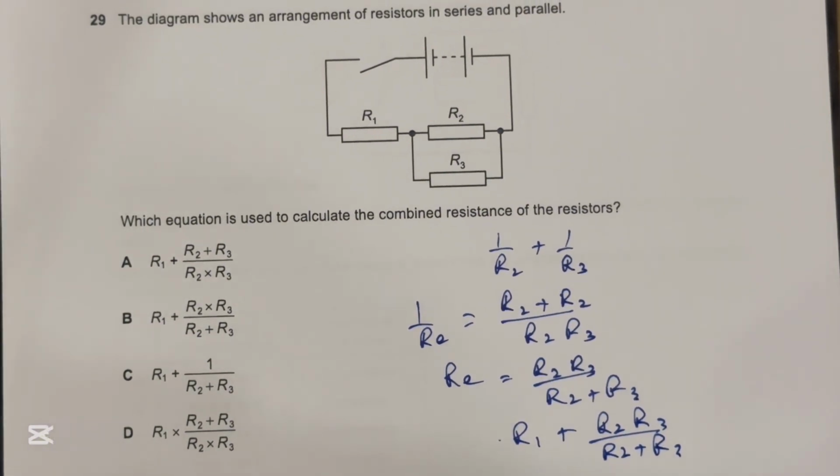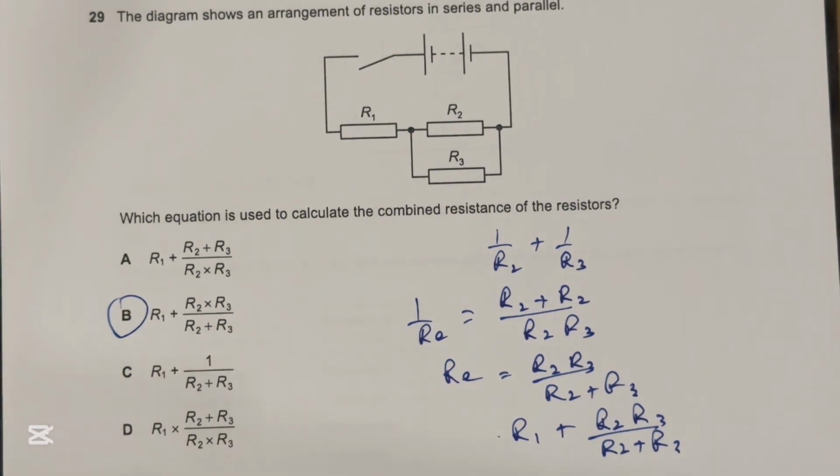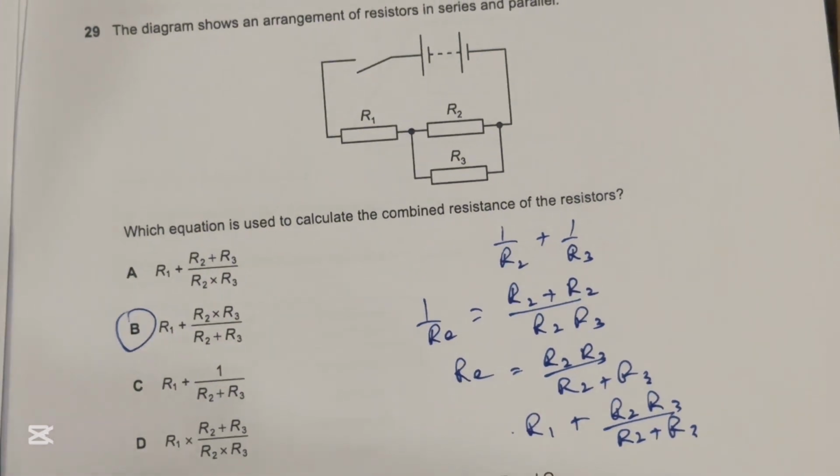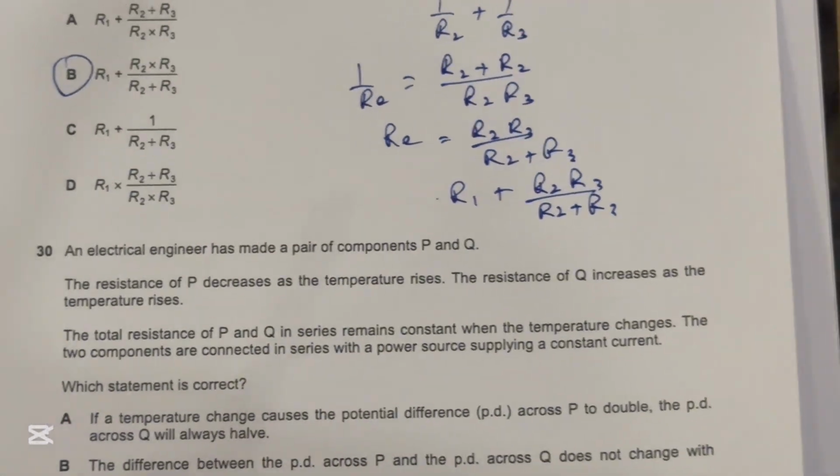Okay, so you need to check which option is given in that. You can see the B option is there. So this is how we have calculated. This is a very good question. Moving to question number 30.